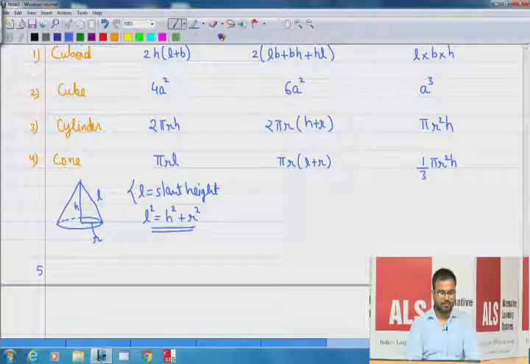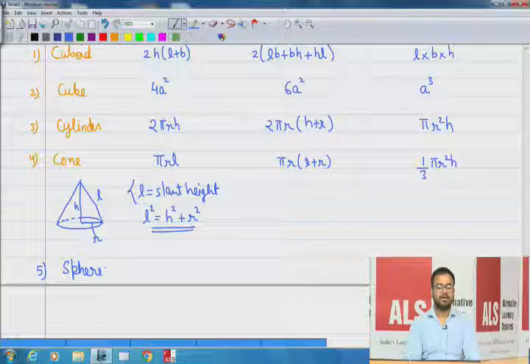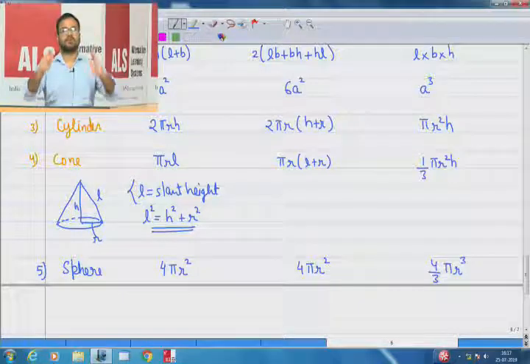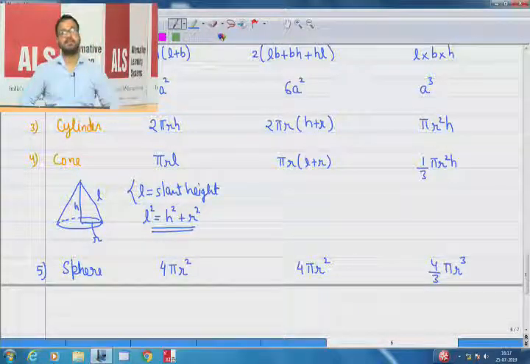Now the fifth one, that is sphere. The curved surface area for a sphere is 4 pi R square, and total surface area is also 4 pi R square. It is same for both, but the volume of the sphere is 4 by 3 pi R cube, because the curved surface area and the total surface area is same for sphere, but the volume is 4 by 3 pi R cube.